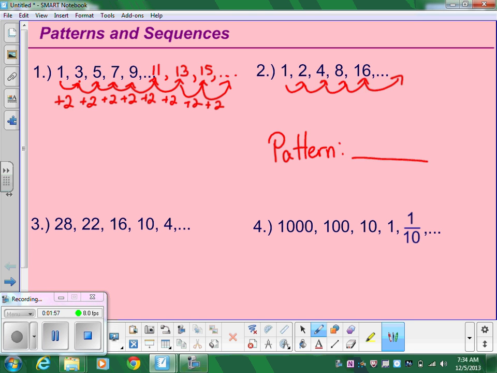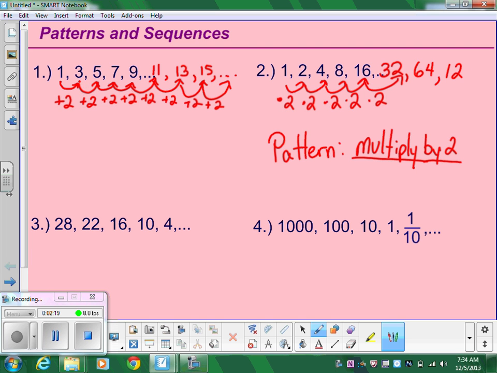And doubling, of course, we know means multiply it by 2. So each time we're going to multiply by 2 for this set of numbers, which means the next piece would be 32, followed by 64, followed by 128, and so on.